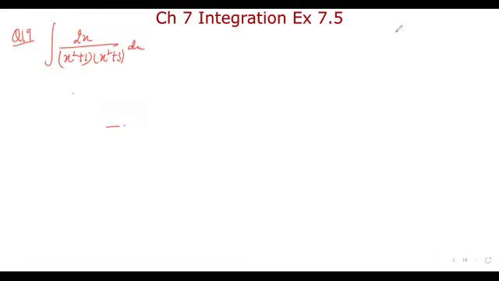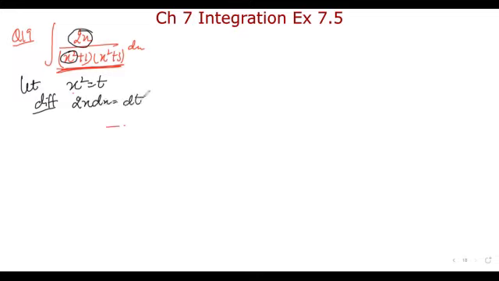In this question, I can see we have the factors in the denominator, the first thing. Secondly, degree is also less, but at the same time, I can see the derivative of x² is present in the numerator. And if it is so, partial fraction will be applied later and substitution first. So we will assume let x² is equal to t. On differentiating with respect to x, I will get 2x dx as dt. So my question will become dt upon t plus 1 into t plus 3.